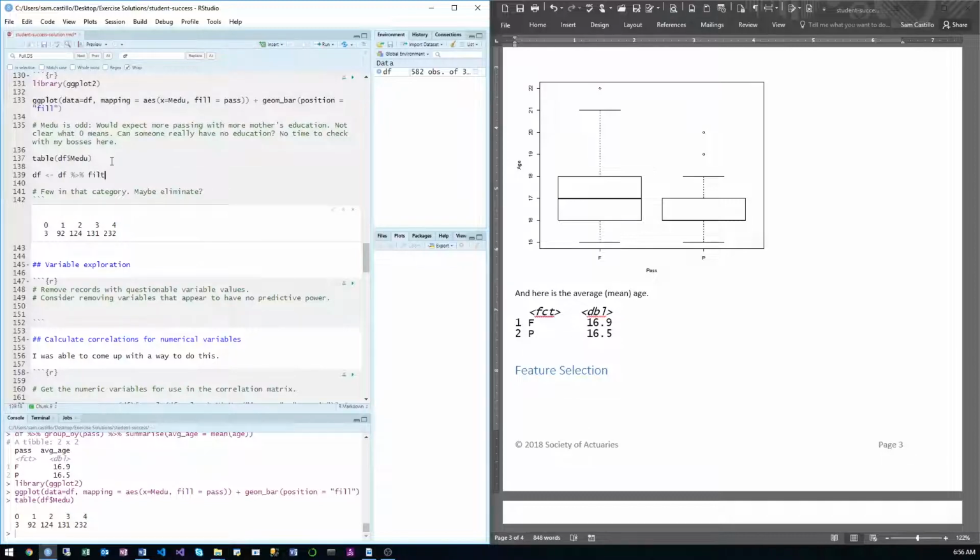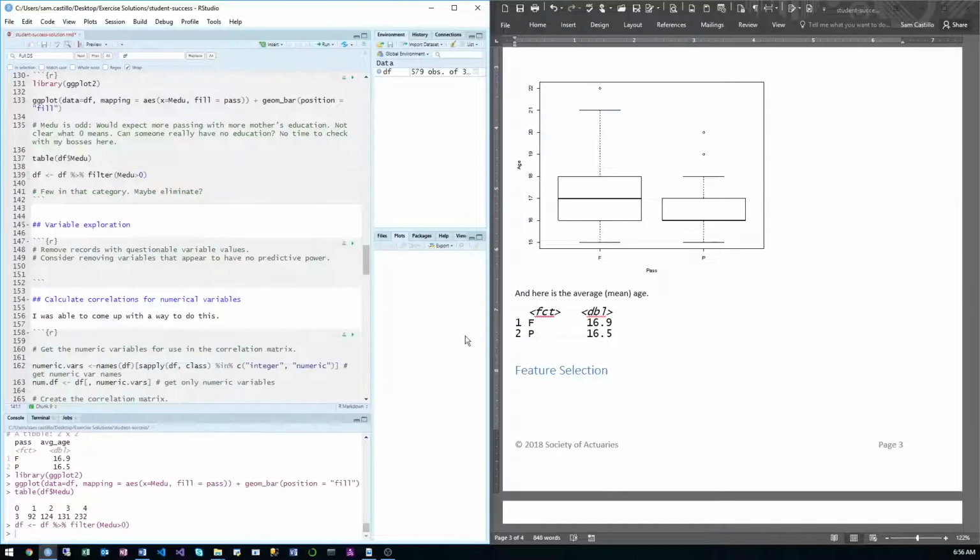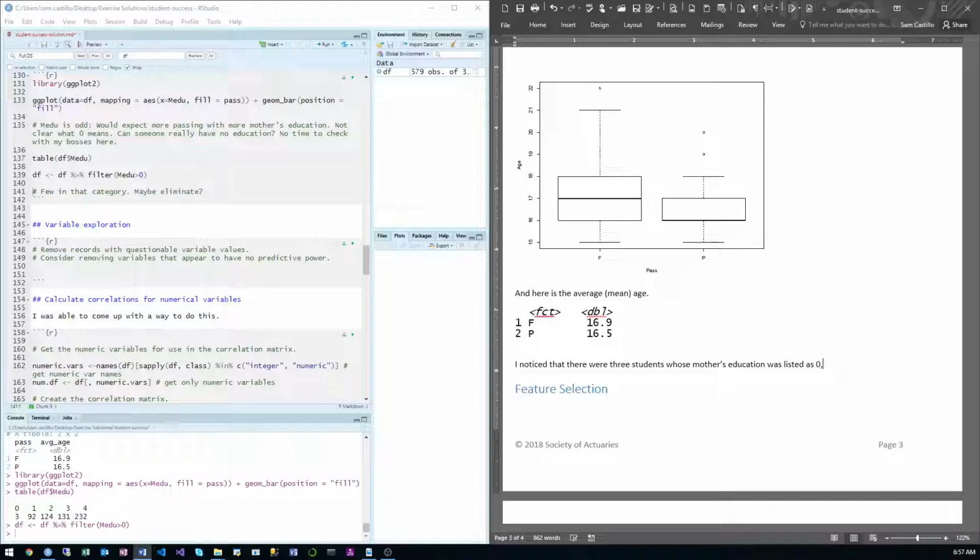Only 3 have no education. So I'm just going to remove those. df filter MEDU is greater than 0. I noticed that there were 3 students whose mother's education was listed as 0. Because this did not make sense given the data, I removed them.